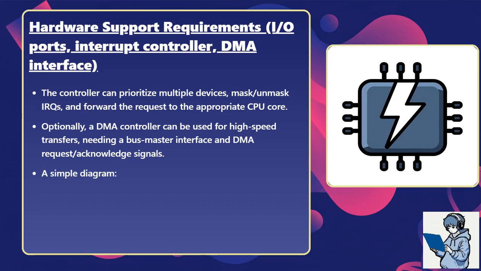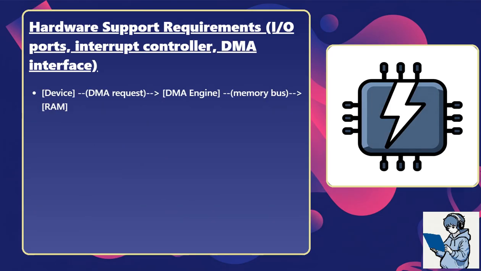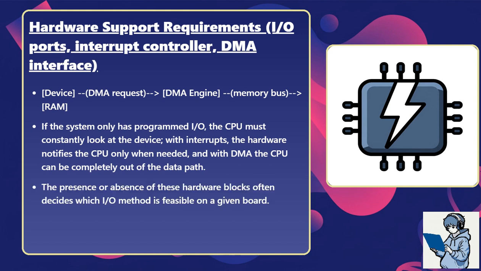signals. A simple diagram: Device data and status to CPU I/O port. Device IRQ to interrupt controller, IRQ vector to CPU. Device DMA request to DMA engine, memory bus to RAM. If the system only has programmed I/O, the CPU must constantly look at the device. With interrupts, the hardware notifies the CPU only when needed. And with DMA, the CPU can be completely out of the data path. The presence or absence of these hardware blocks often decides which I/O method is feasible on a given board.